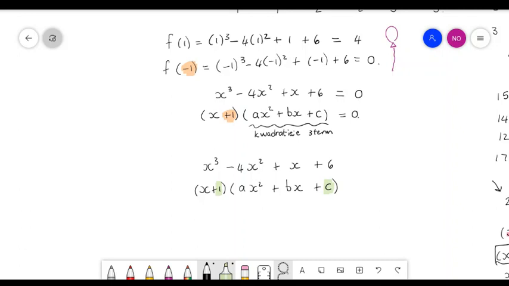Good. What is the only constant in my original? 6. So what must the value of C be? 6. How do I know that? Because 1 times what will give you 6? 6. Okay. So let's say this was x negative 2. What will the value of C be then? Negative 3. Because the negative 2 times the C value has to give you the constant at the top. Do you guys see that?